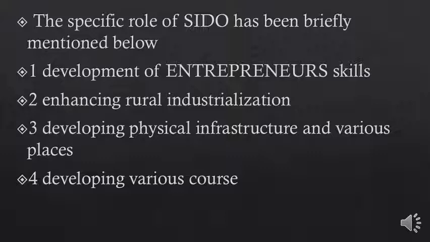Next, the fourth objective is developing various courses for industrialization. It provides different courses to train workers or labor to upgrade their skills. It is not only limited to labor or workers, but also for top level management, managerial or supervisor level persons who require various courses to develop or upgrade their skills. These are the four main objectives of SIDO, and we have understood what SIDO is and what the objectives of SIDO are.